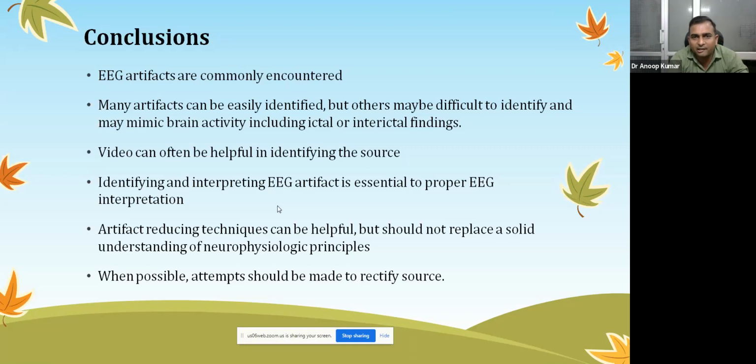Then, identifying and interpreting EEG artifact is essential to proper EEG interpretation. That's the truth. And artifact reducing techniques should be applied. But you should keep the basic principle of identifying an artifact in your mind, and whenever possible, attempts should be made to rectify the source, and all the artifactual substances should be removed from the site of the EEG.